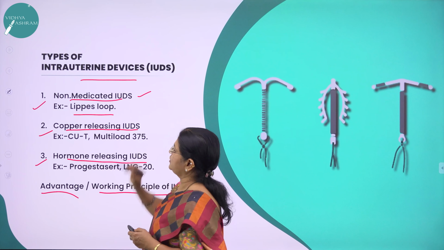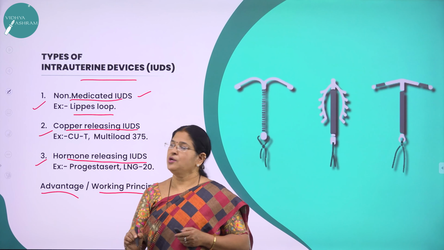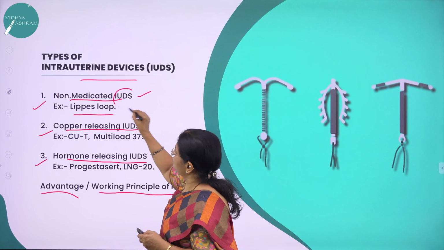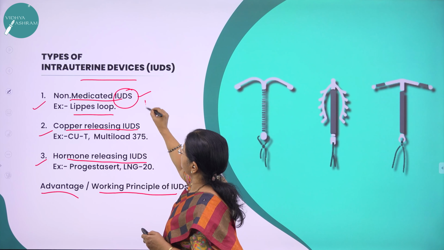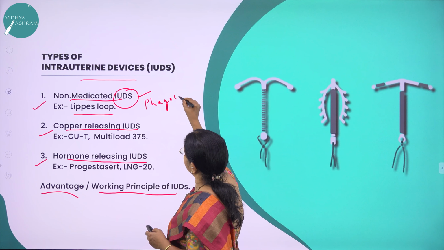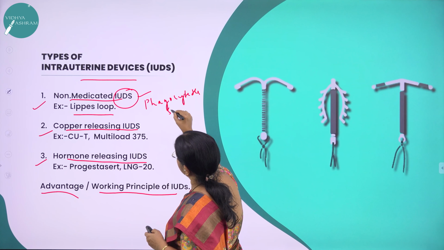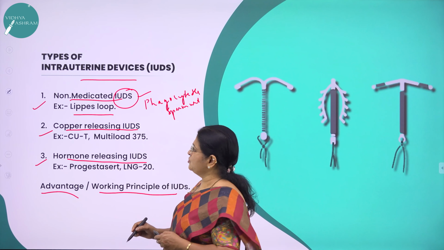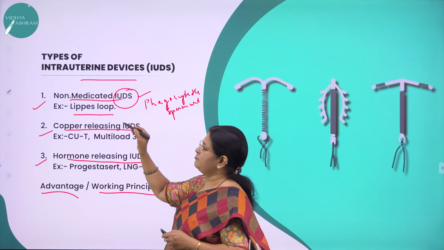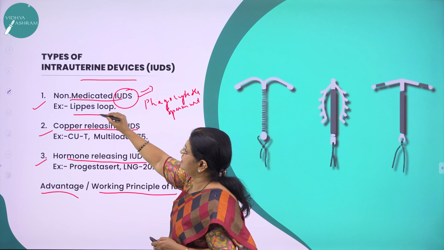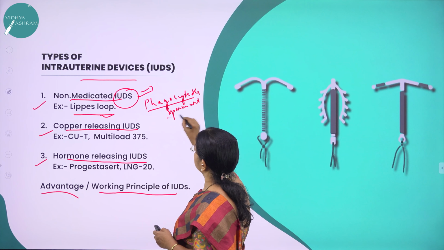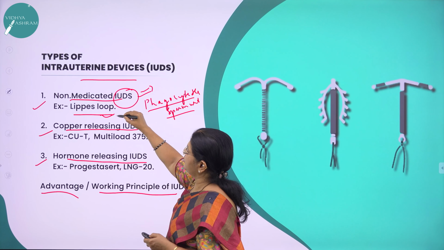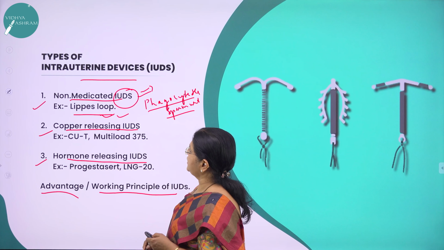Moving on to the first one, non-medicated IUDs. What do you mean by non-medicated IUDs? When these IUDs are used, they are going to phagocyte the sperms that enter. So what is the very important function of this non-medicated IUD, like the lippes loop? They are going to phagocyte the sperms. What do you mean by phagocytosis? Killing the sperms. So that is one very important use of non-medicated IUDs.